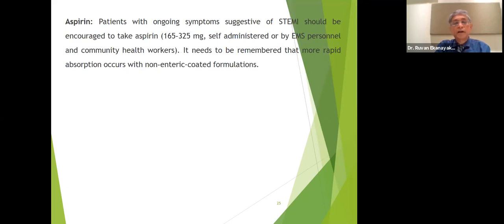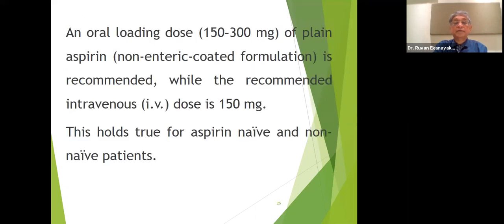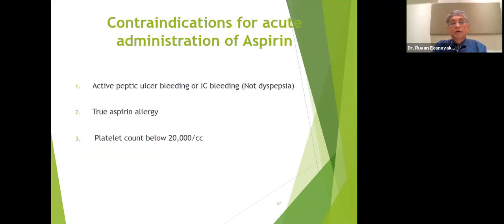If the patient is aspirin naive, that is, the patient has not been on aspirin, then 300 milligrams as an initial dose is acceptable. You do not give enteric-coated aspirin, even if the enteric-coated tablet is available. It should be chewed and swallowed with a little water, as given in the OASIS trials. Now, the contraindications for acute administration of aspirin are, of course, active peptic ulcer bleeding, true aspirin allergy, not gastritis, not flatulence. And the platelet count should be above 20,000.